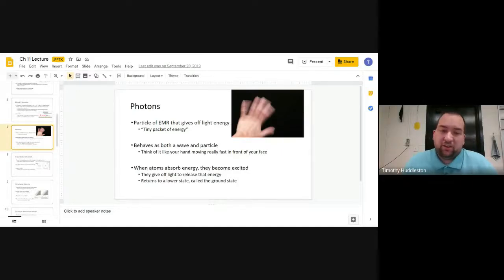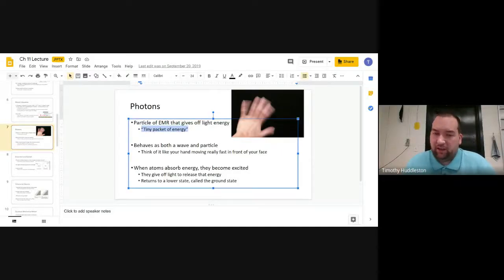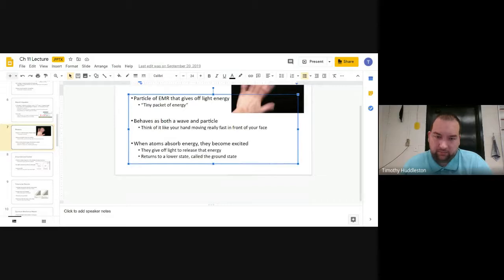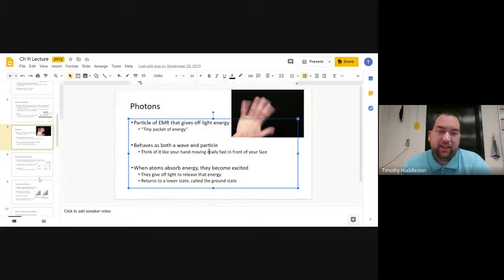Like I said, photons are a tiny packet of energy. They behave as both a wave and a particle. Think about it as you moving your hand really fast in front of your face. You do that real fast and it looks like it starts blurring the faster you go. That is kind of how a photon behaves. If I've got a particle and it goes like this really fast, it starts looking like it's a wave. And then after it becomes excited, the energy returns back to its normal stable state called the ground state.